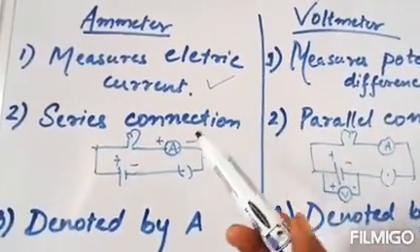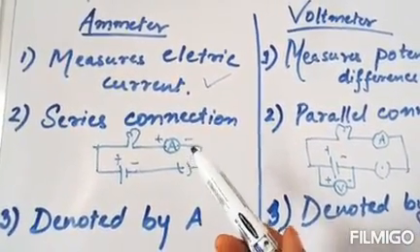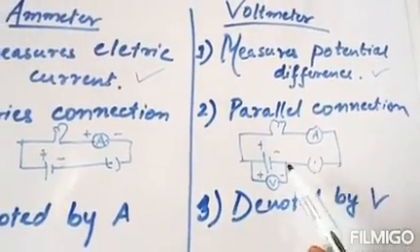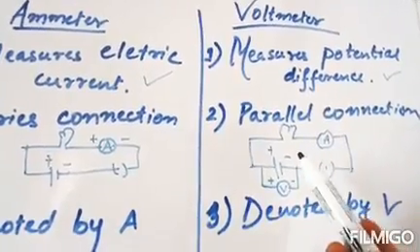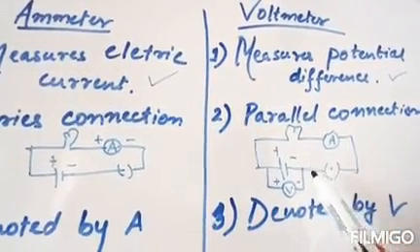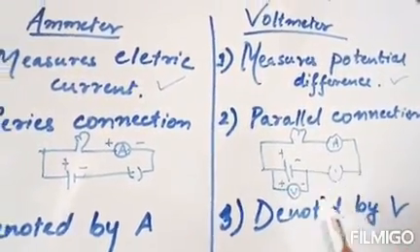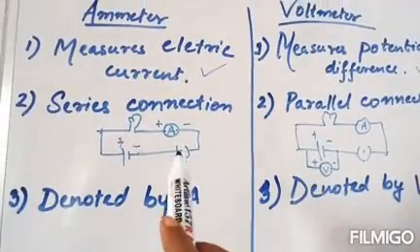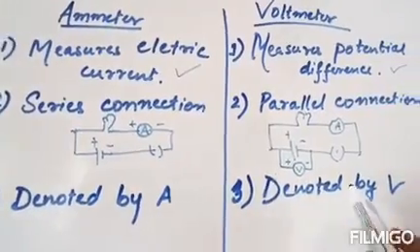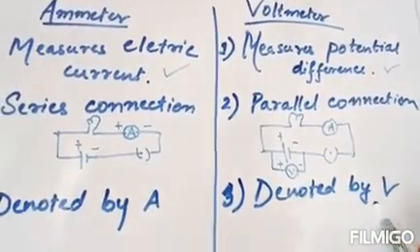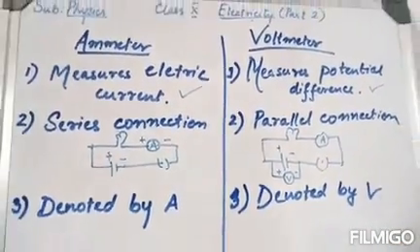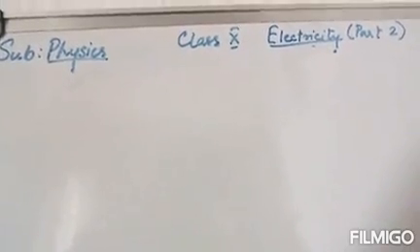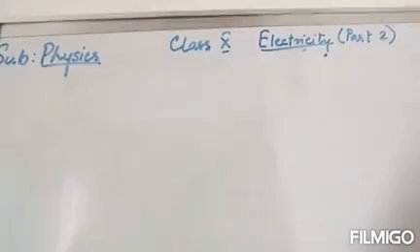So here we see that the ammeter is always in series connection, whereas the voltmeter is always in parallel connection. Wherever we want to measure the potential difference, there we have to put it in parallel connection. Next, the ammeter is denoted by the letter A and the voltmeter is denoted by the letter V. Let's come across some of the symbols that we use in drawing electric circuits.